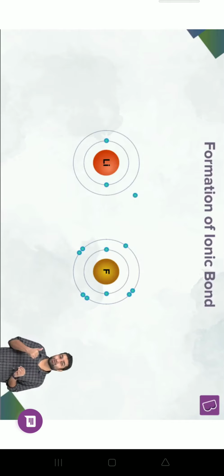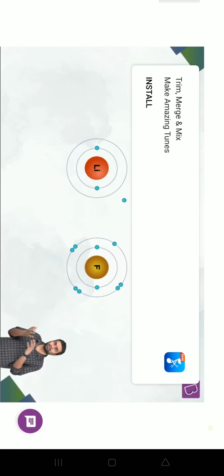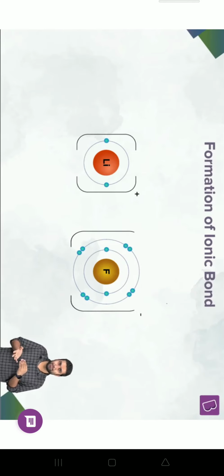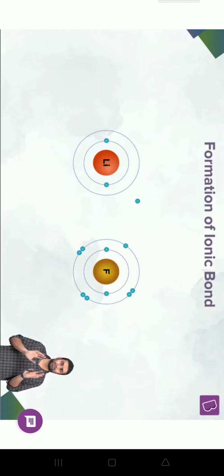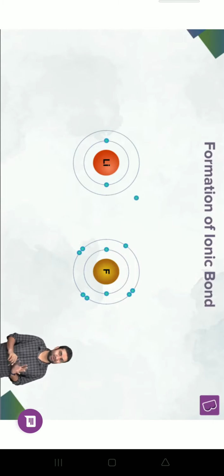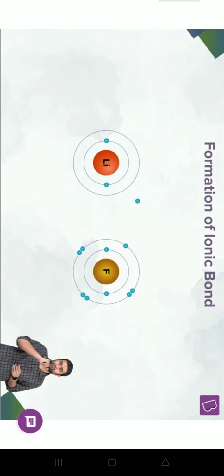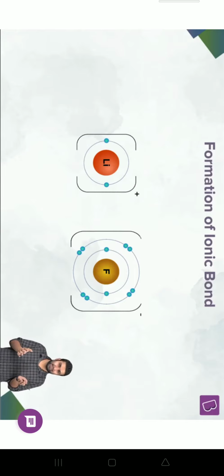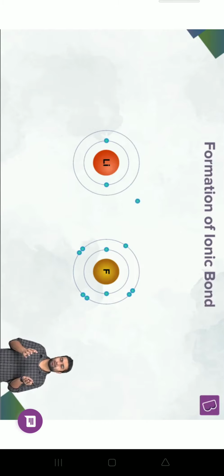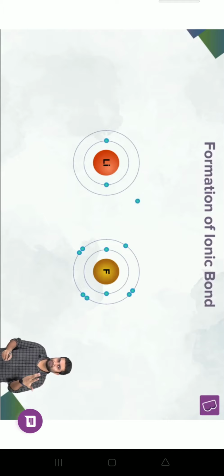Now, one of the most obvious parameters is that the atom which is going to become the cation should be readily available to give up an electron. Similarly, the atom which is going to become the anion should be readily able to accept electrons. Now, what does that mean?